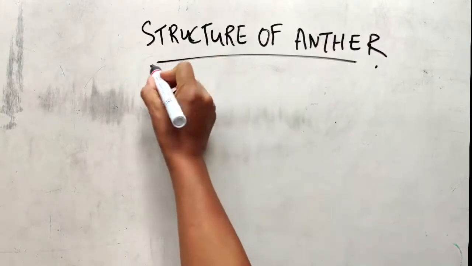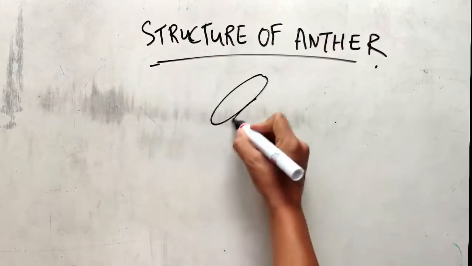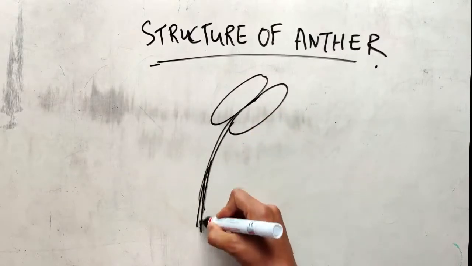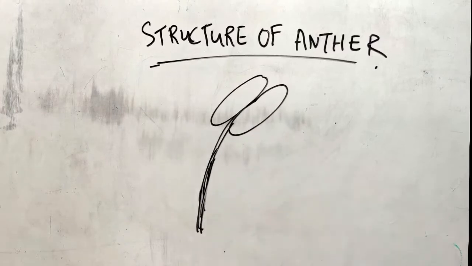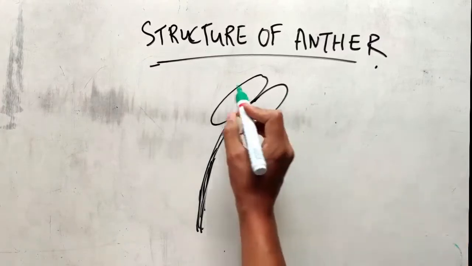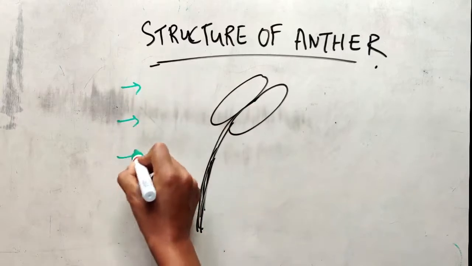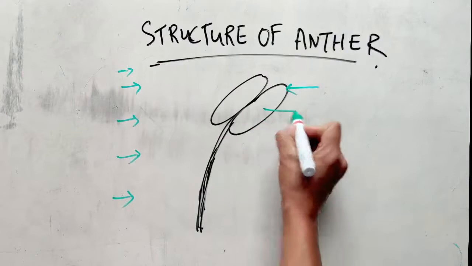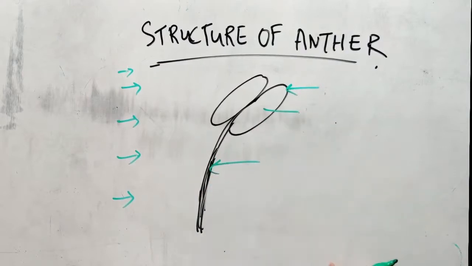Structure of anther. Why do we need to study the structure of anther? Because inside it, pollen grains are present. The structure of the anther is important. We need to know what all these mean.